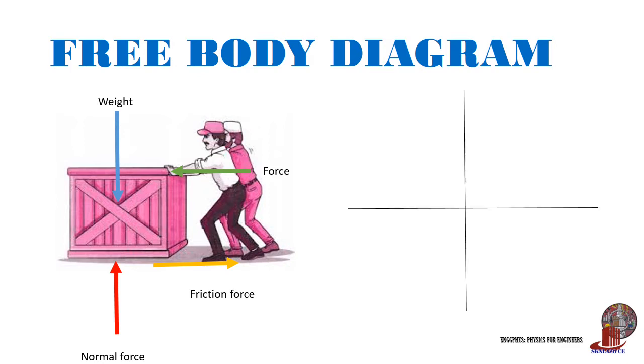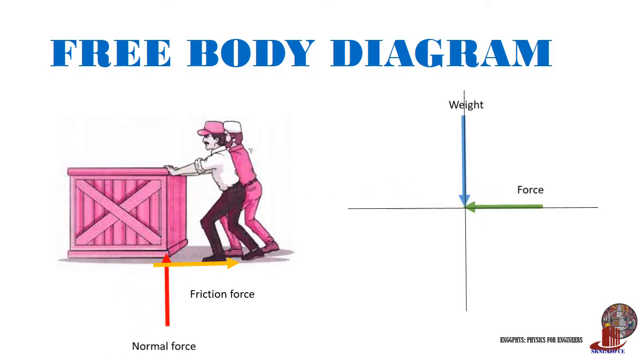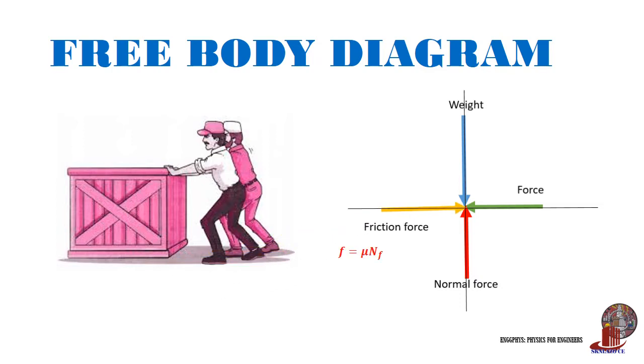Placing all forces in the FBD would be just to reflect their magnitude and direction to the particle. So the weight is directed downwards, the applied force for this example is going to the left, the normal force goes upward, and the frictional force going to the right. Take note that the frictional force is equal to the friction coefficient times the normal force.